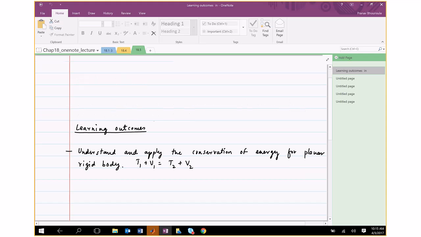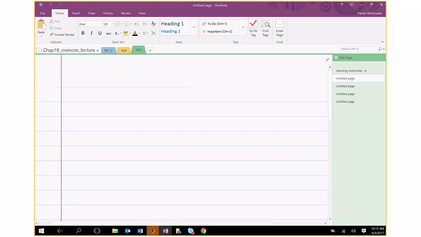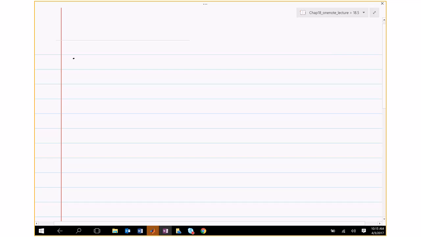Okay, so a few things before we start solving problems. The principle of conservation of energy is that the kinetic energy plus potential energy at one instant of time equals the total energy, the kinetic energy plus potential energy at another instant of time.